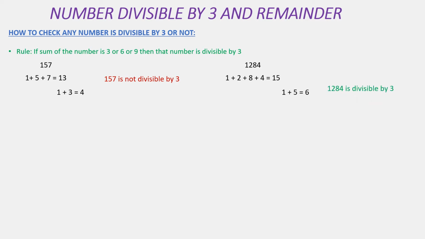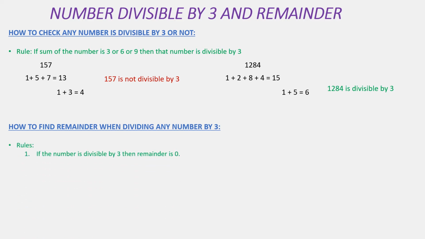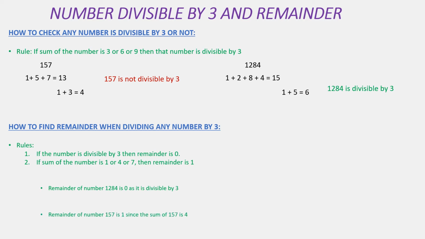Now we will see how to calculate the remainder when dividing any number by 3. If the number is divisible by 3, then the remainder is 0. The remainder of 1284, which is divisible by 3, is 0. If the sum of the number is 1 or 4 or 7, then the remainder is 1. The remainder of 157 is 1 since the sum of the number is 4.